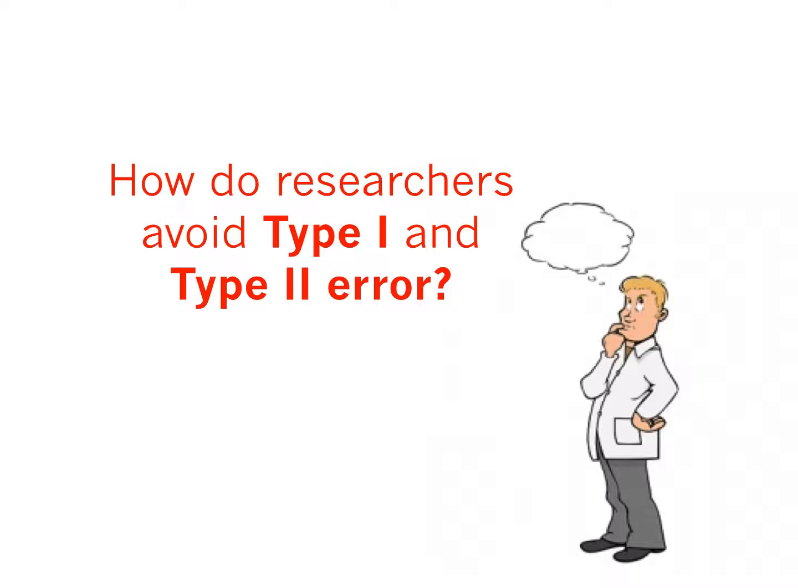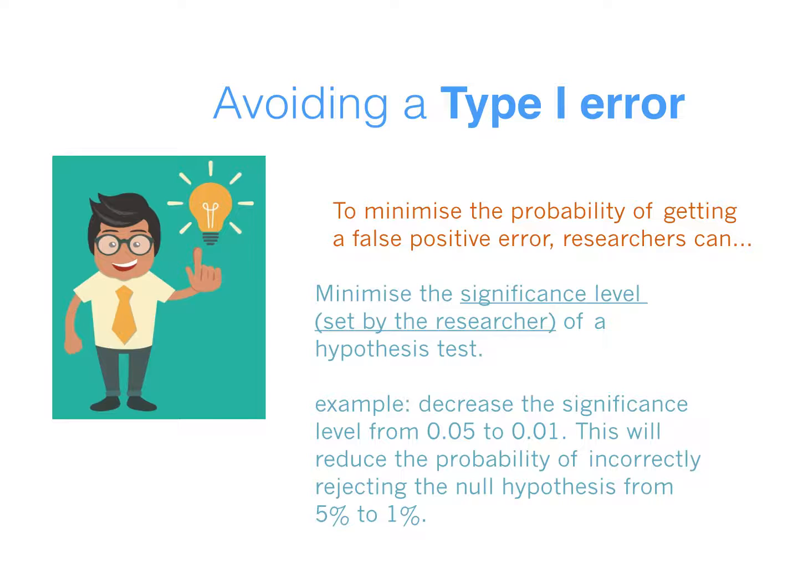So how do researchers avoid type 1 and type 2 error? To minimise the probability of getting a false positive or type 1 error, researchers can minimise the significance level of a hypothesis test. For example, decreasing the significance level from 0.05 to 0.01. This will reduce the probability of incorrectly rejecting the null hypothesis from 5% down to 1%.